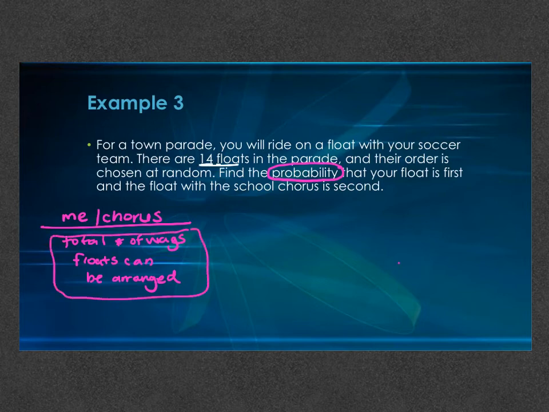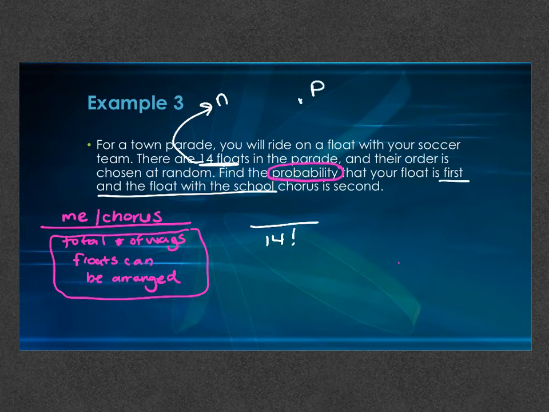We're using all 14 floats. So the number of ways that 14 floats can be arranged, that's your N, right? And we want to know 14 factorial, taking 2 at a time, because I only want 2. I want to know the first 2. So I'm really doing PNR.